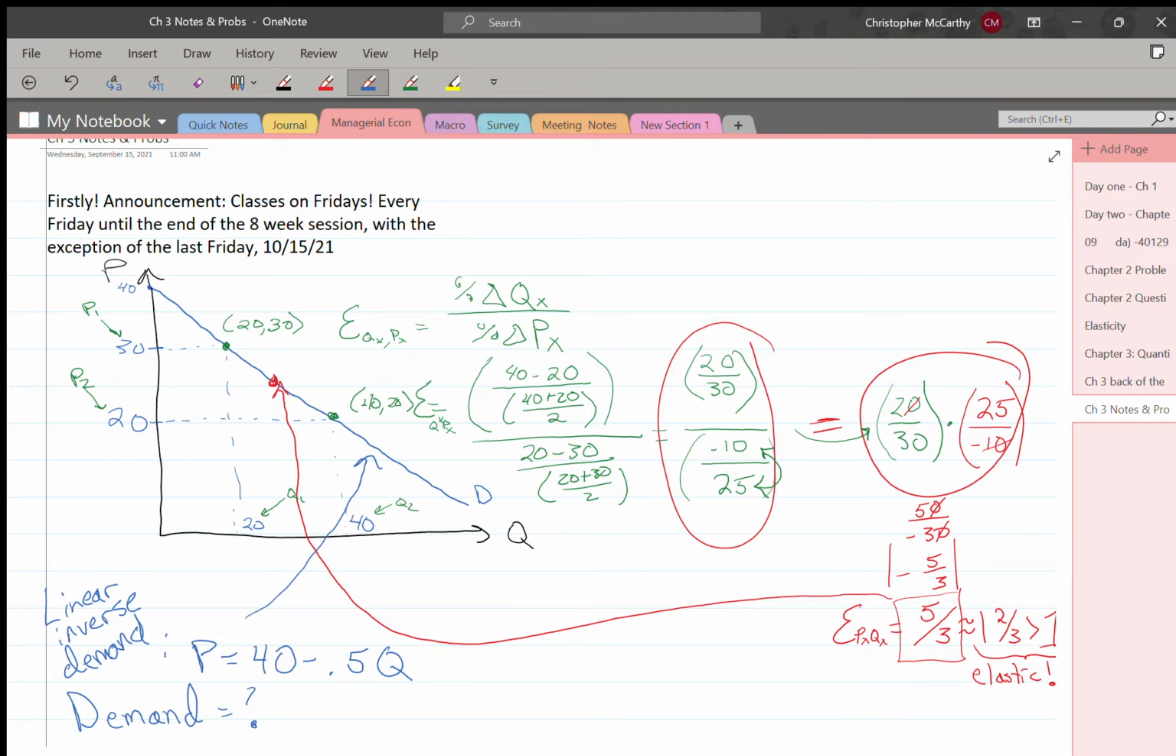I'm teaching you two different ways to do it. There's one way to do it when you just have two coordinate pairs, which is to use that midpoint formula. But there's another way that we can do it when we have the demand curve, and that's by using the slope and multiplying it by the quotient of the price and the quantity.